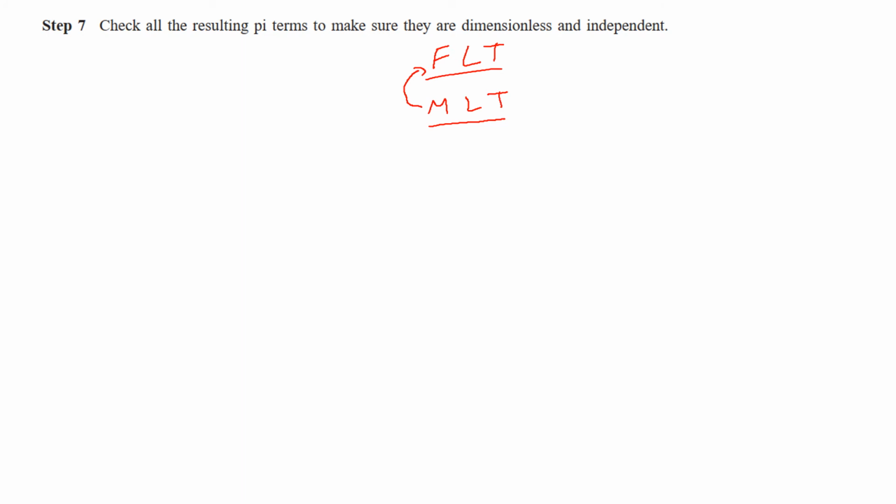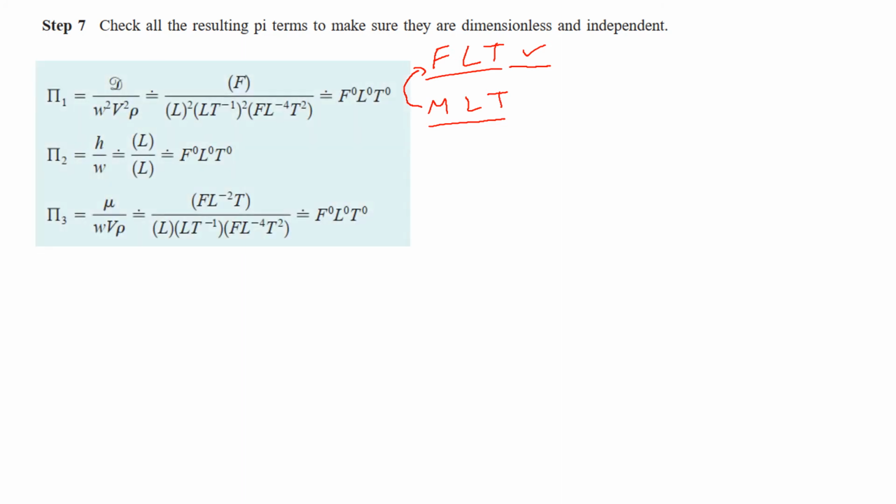Now we are going to switch mass and write force in terms of mass, and then check that our variables are also dimensionless in terms of FLT form. Sorry, not the variables but the pi terms that we just derived, that they are also dimensionless when we write their dimensions in the basic dimensions FLT. So this is what we did right here. As you can see, these are our pi terms, and now we have written all the dimensions of our variables in force, length and time form, and you can see that now they are also dimensionless.